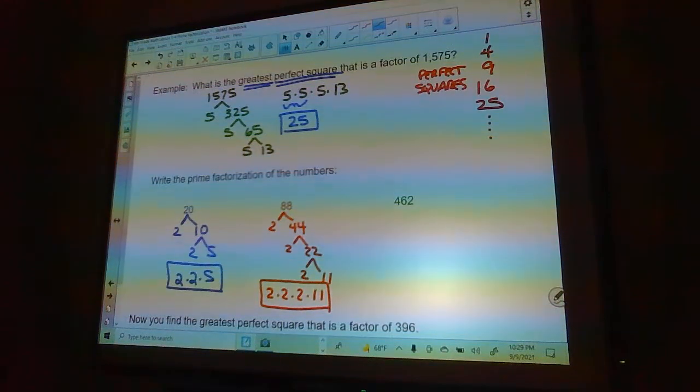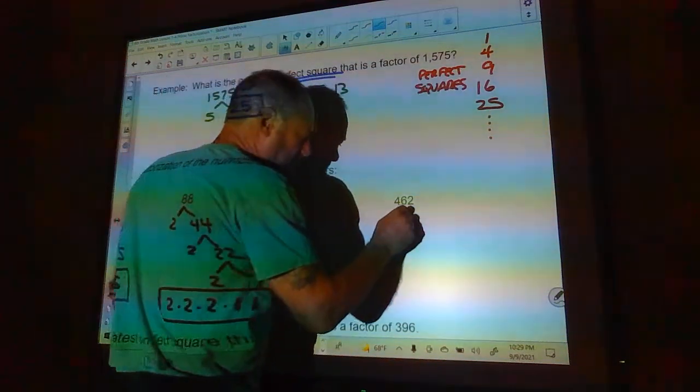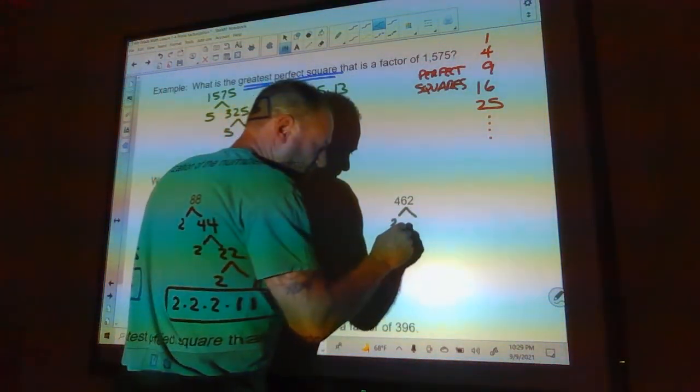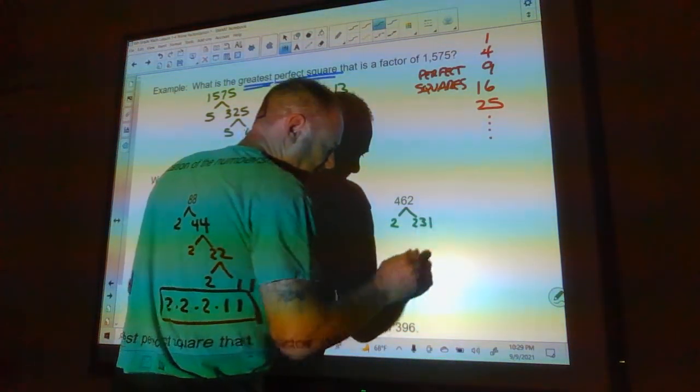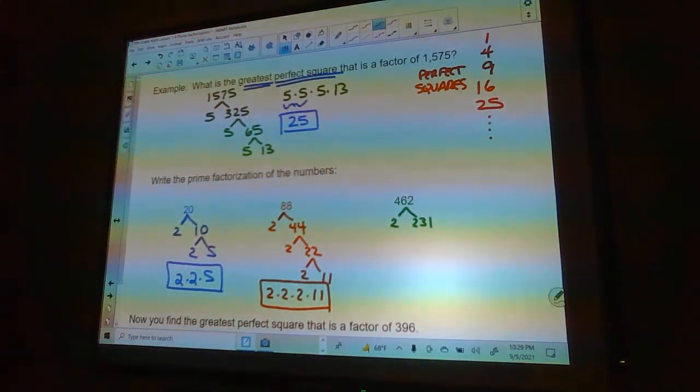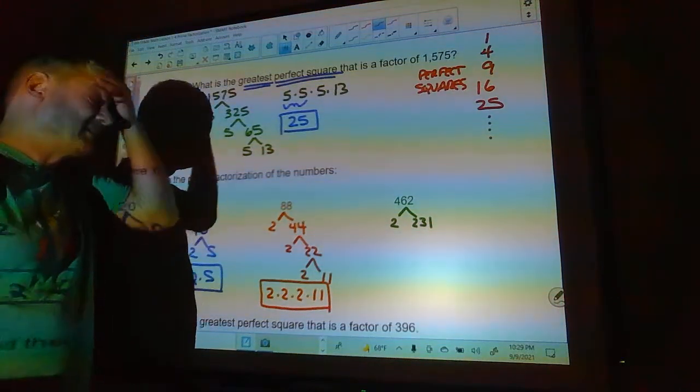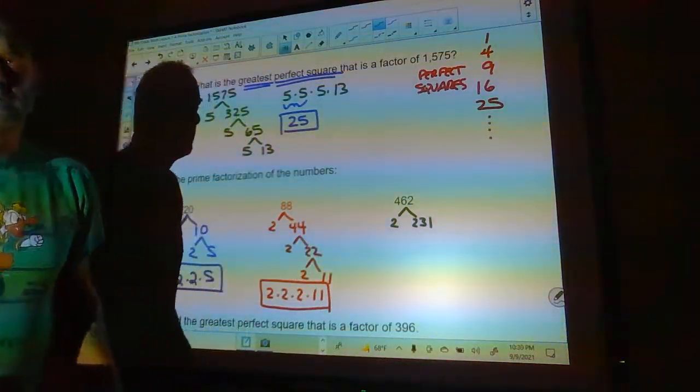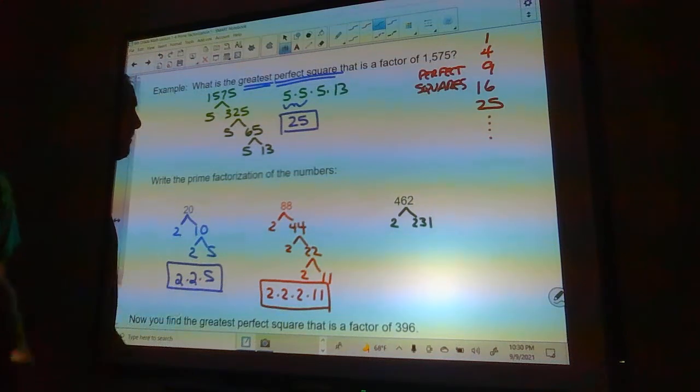Okay, 462. This should be interesting. So let's see, 2 will go in there 231 times. Okay, now I'm out of 2's. So am I done? Is 231 prime? Hard to tell. But I do know this.